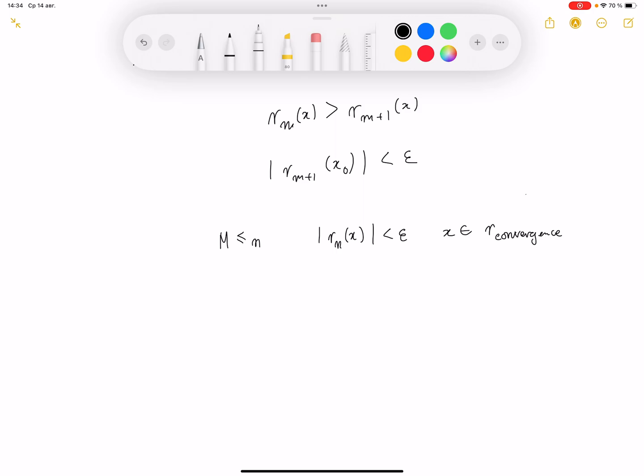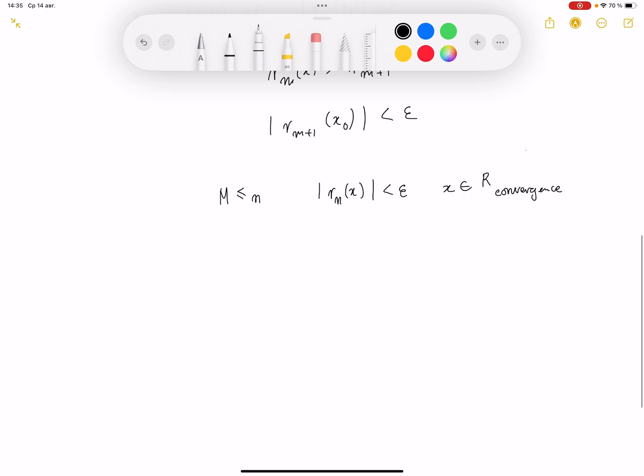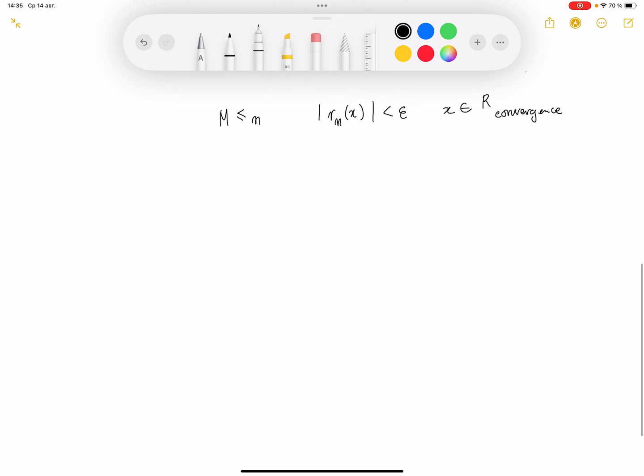Well, this is a radius, right? So, to not cause confusion, let's denote it with capital R. So for any value of x after some n which is equal or larger than m, which is just an arbitrary number, Rn of x is smaller than epsilon. The absolute value of Rn of x is smaller than epsilon, with epsilon being very small.